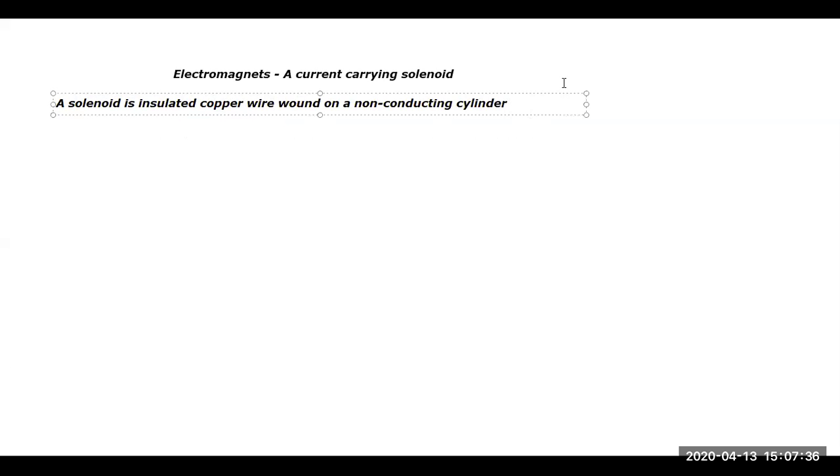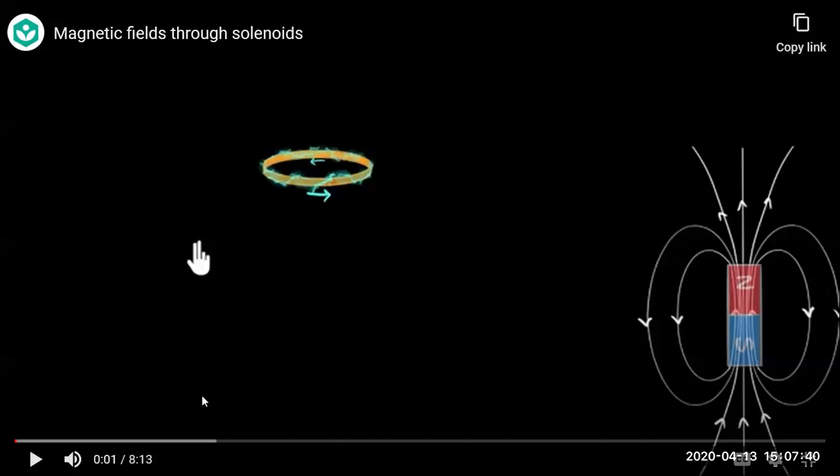So I'm going to actually start talking about the solenoid today. Here is a video for you. If you look at this video, you see that there is a bar magnet with the magnetic field lines shown on the right hand side, and you see a ring. So let us consider this ring as a circular coil, a circular turn of a conductor. Is that clear?